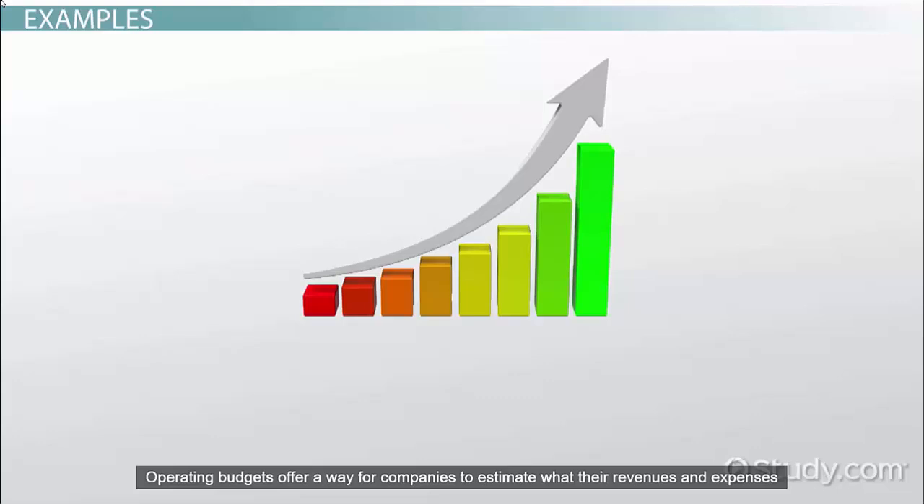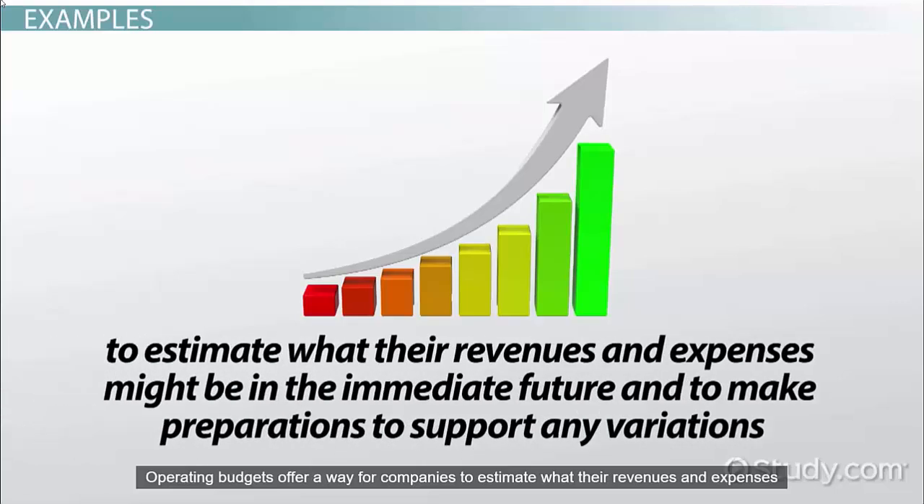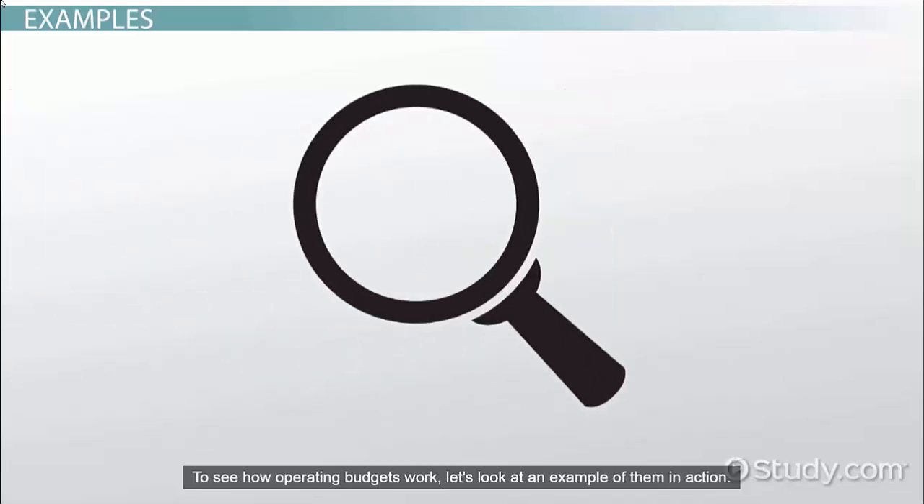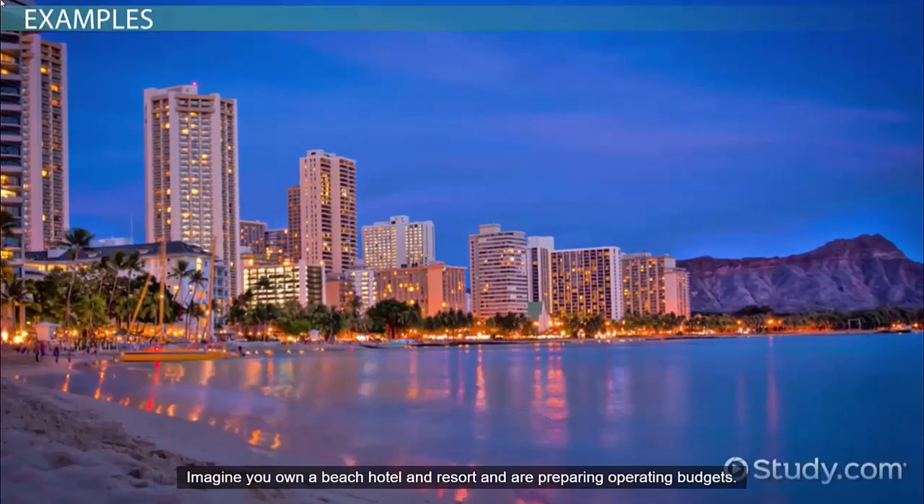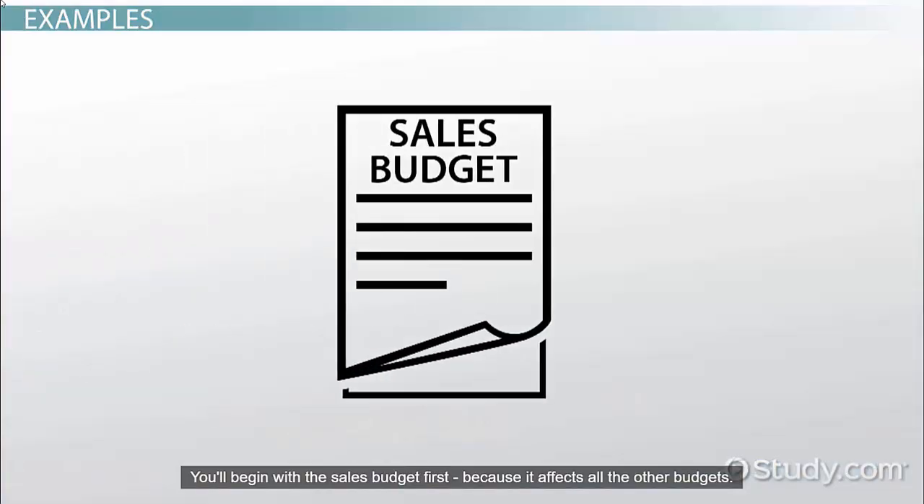Operating budgets offer a way for companies to estimate what their revenues and expenses might be in the immediate future and to make preparations to support any variations. To see how operating budgets work, let's look at an example of them in action. Imagine you own a beach hotel and resort and are preparing operating budgets. You'll begin with the sales budget first, because it affects all the other budgets.